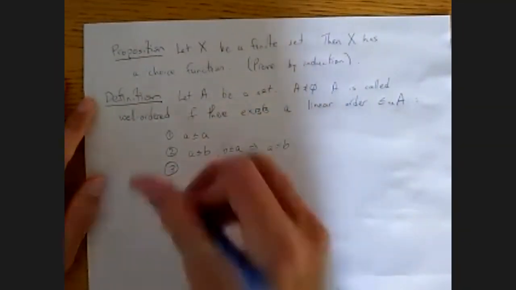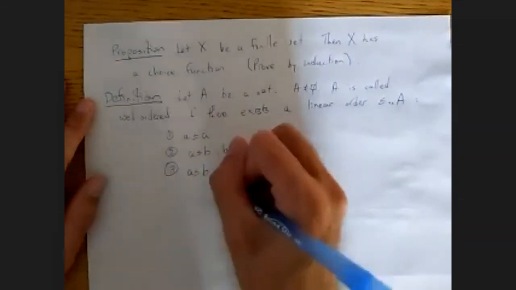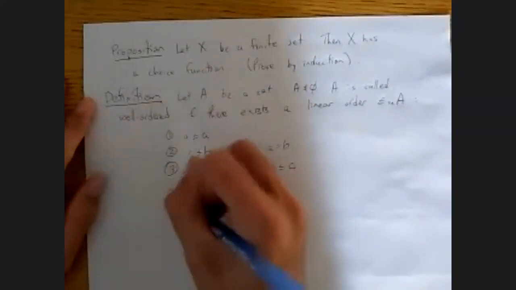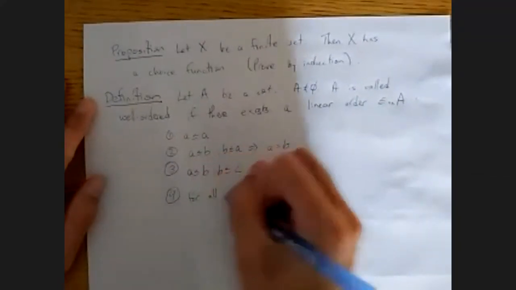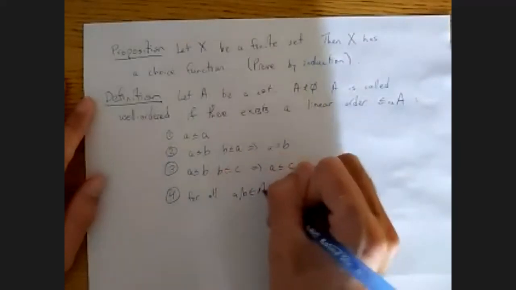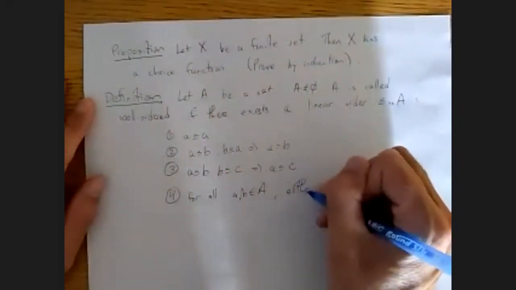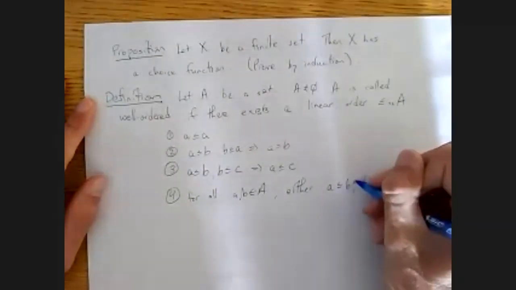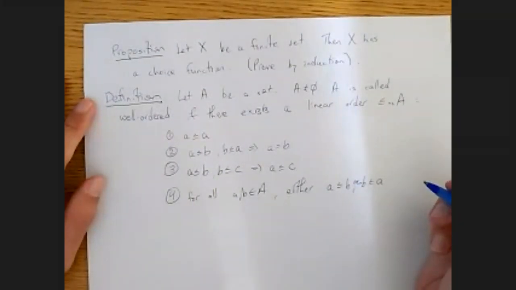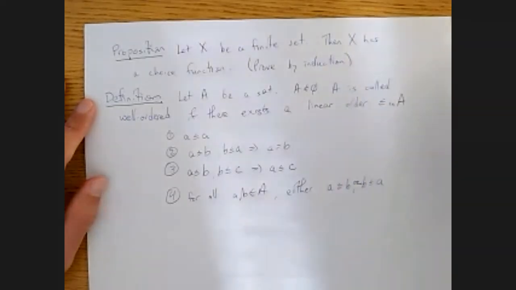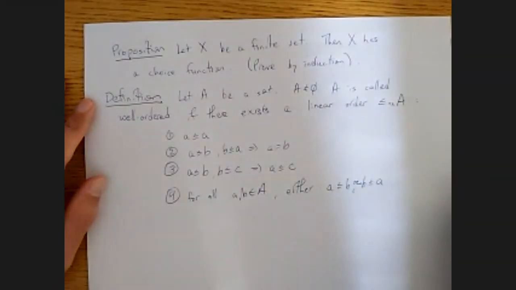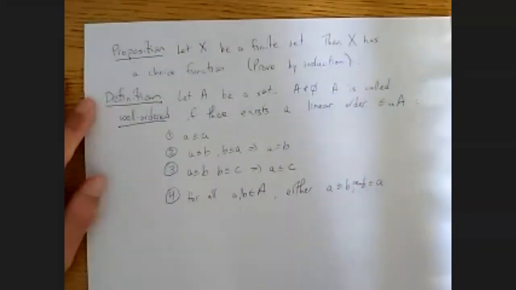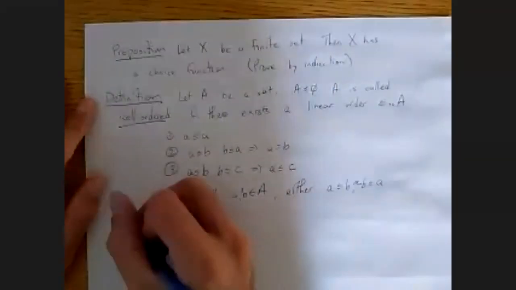Three, we have transitivity. And then finally, for all A and B, either A is less than or equal to B or B is less than or equal to A. That is a linear order. And then the set A is called well-ordered if that holds, and every non-empty subset has a least element.